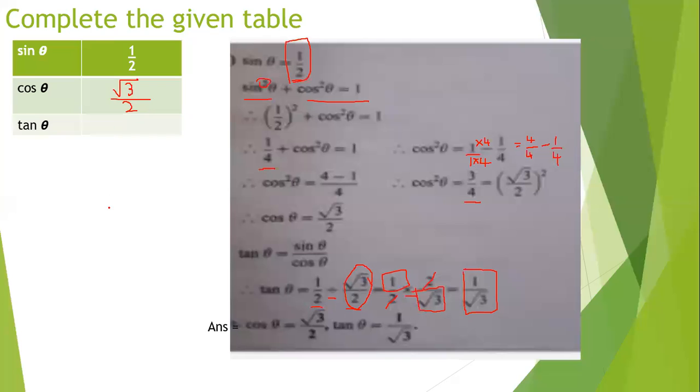So here in the table also we will write tan theta is equal to 1 upon root 3. Okay, just go through the sum. If you have any doubt, you can ask me. Here we have applied first the identity sin square theta plus cos square theta equal to 1, and then one of the formulas, tan theta is equal to sin theta upon cos theta.